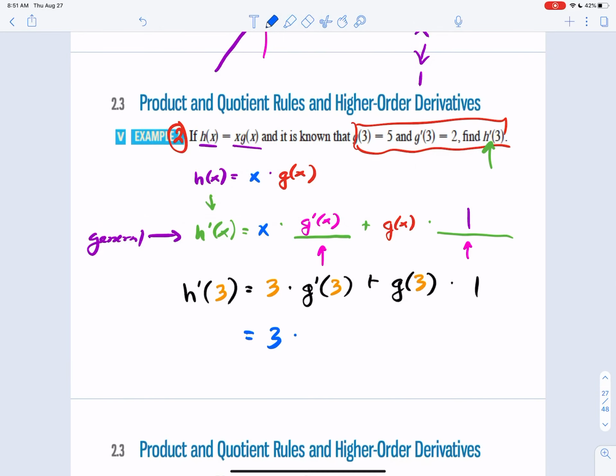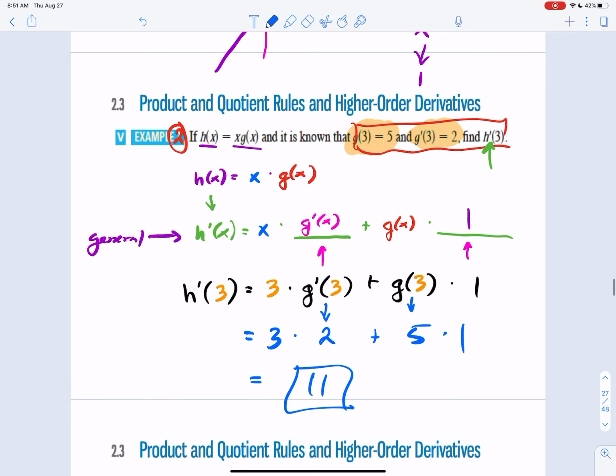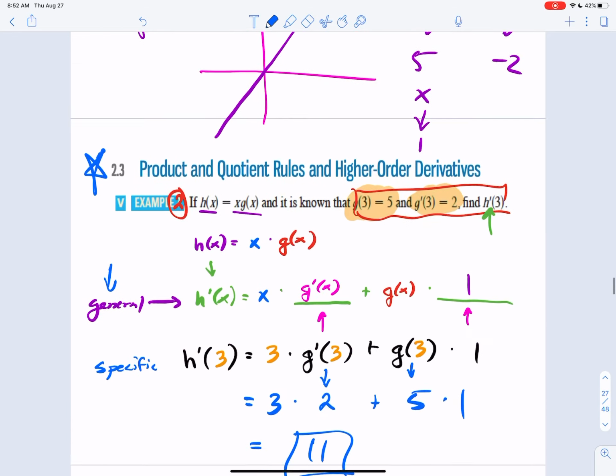That's 3 times g prime of 3. Well, they told us g prime of 3 is equal to 2. So I just plug in 2. Plus, well, g of 3, they told us it was 5. So I'm going to plug in 5. Okay. You multiply this out, eventually you're going to get 11. Okay, 6 plus 5 is 11. You see a lot of this, all right? So my advice, go general first and then go specific. Don't plug anything in until you go specific, all right? Cool. Very important one to remember.